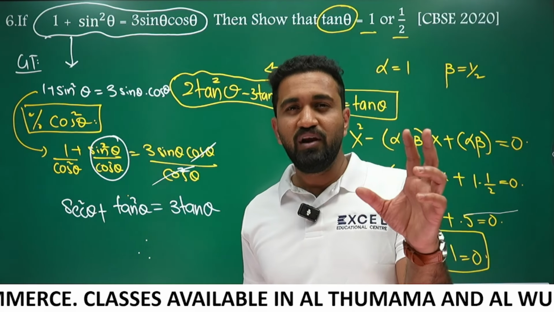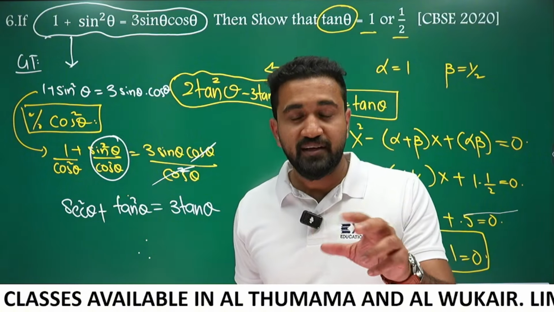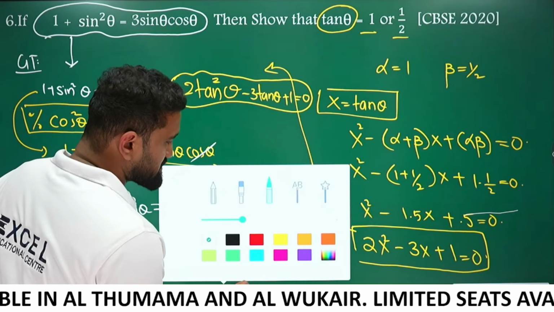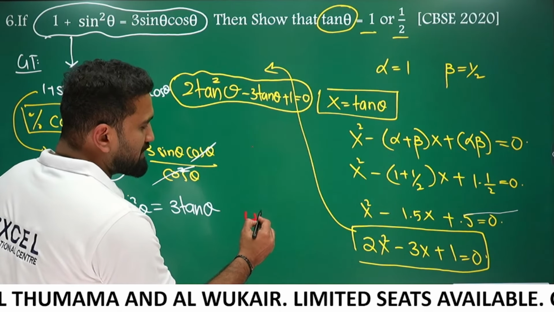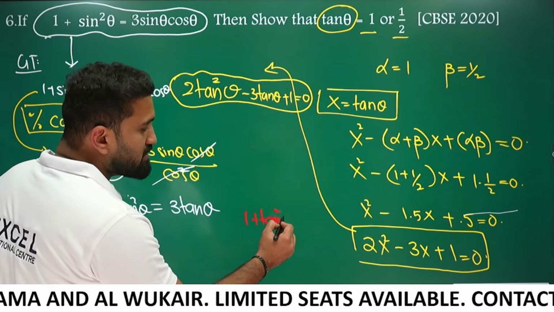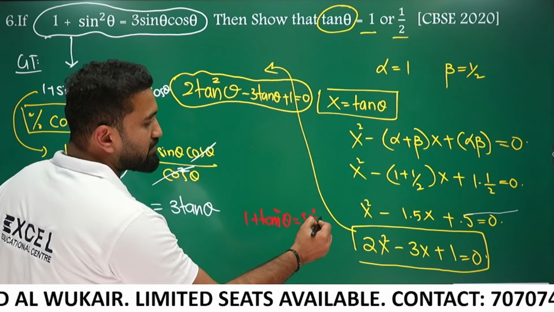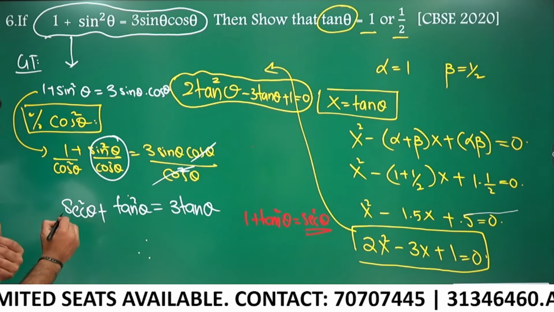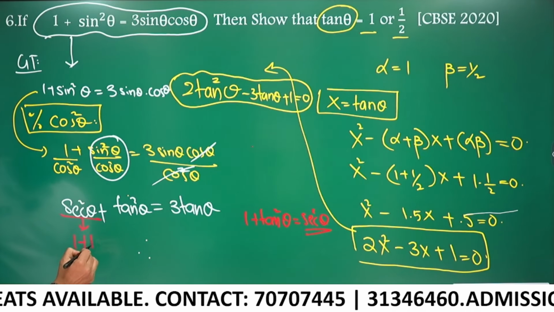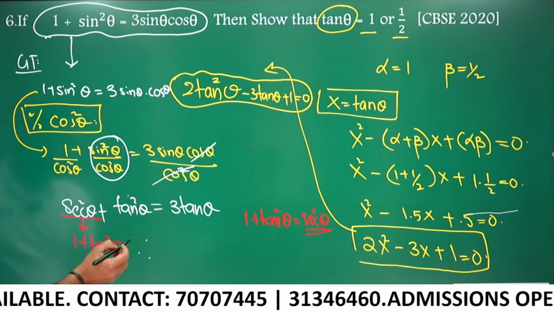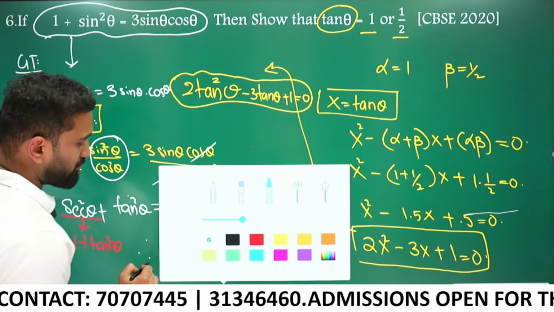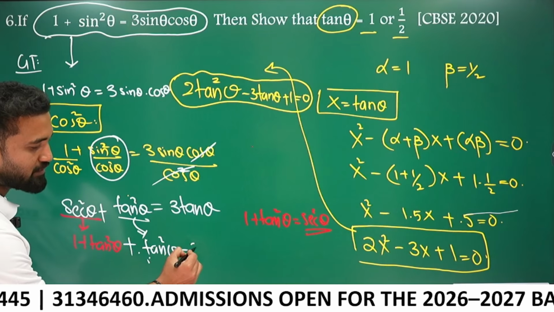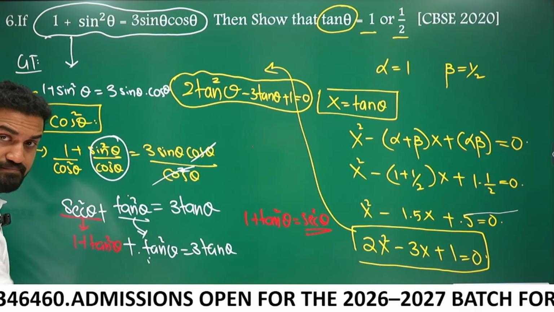So what is the formula that connects tan square and sec square? We learned that, what is the formula which we learned? 1 plus tan square theta is equal to sec square theta. Am I right? So sec square is equal to 1 plus tan square. Let me apply this thing here. Sec square is equal to 1 plus tan square theta. So the remaining people, what are the remaining people? This will become tan square is equal to 3 tan theta.